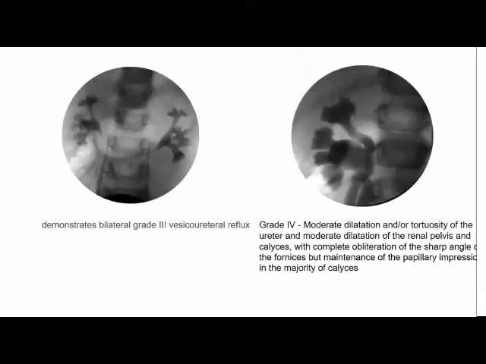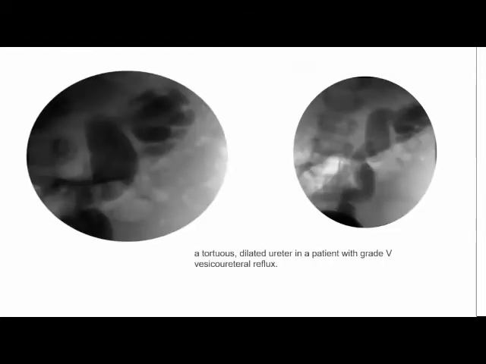These are a few images showing various grades of VUR. First image is the grade 1 on the left side, where we can see only dilatation of the ureter. Second picture shows grade 2 VUR in the upper pole moiety of the duplex system, and in the lower moiety we can see grade 3. This is the image showing bilateral grade 3 VUR. On the right side we can see grade 4 VUR. There is moderate dilatation with tortuosity of the ureter, and even the pelvis and calyces are dilated. This is showing grade 5 VUR.